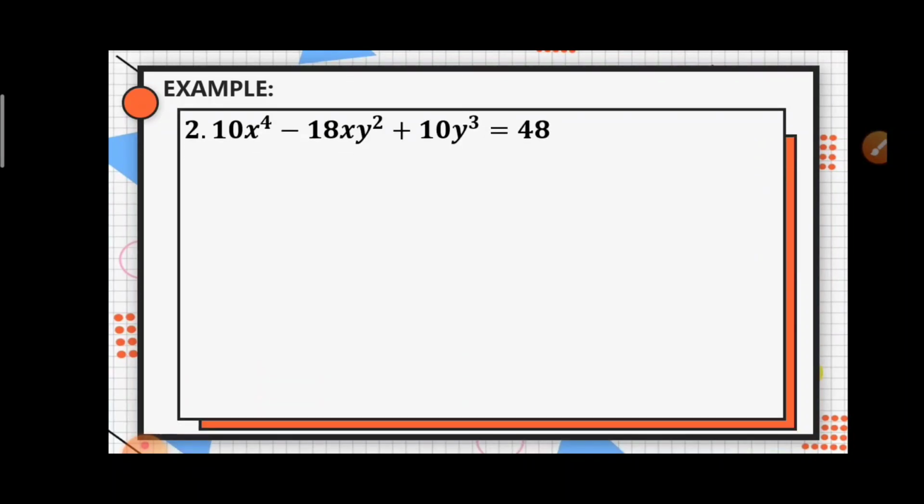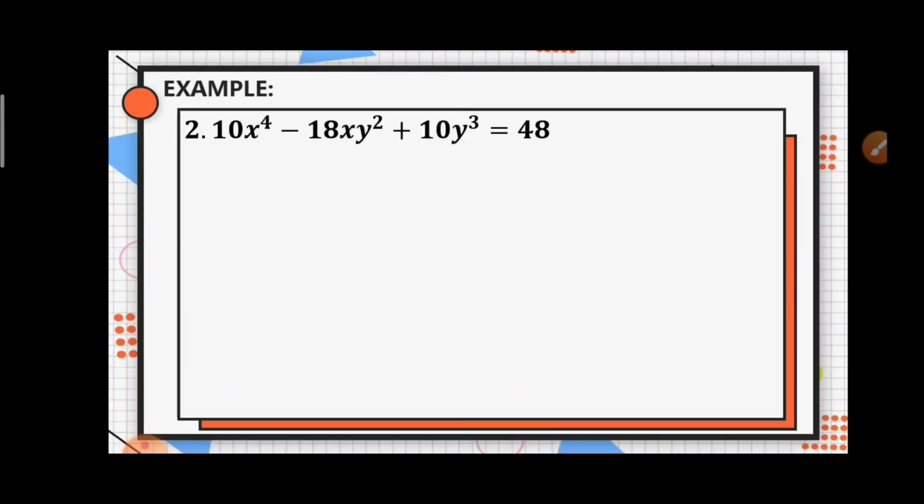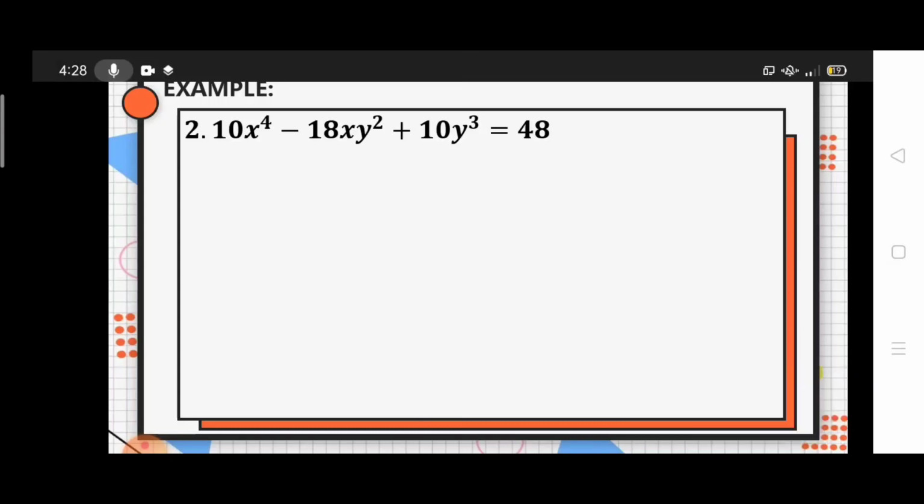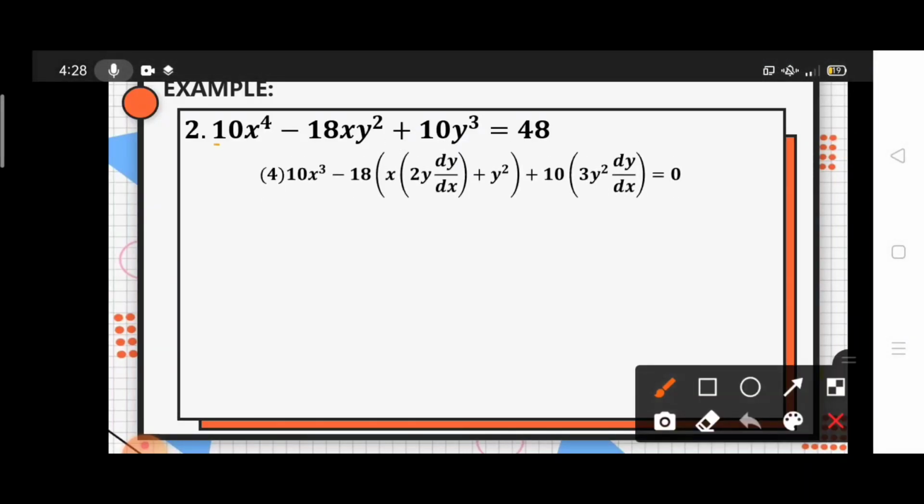Another example. 10x raised to 4 minus 18xy squared plus 10y cubed equals 48. So let's differentiate this equation. We have the derivative of 10x raised to 4: according to the power rule, we multiply 4 times 10x cubed, because 4 minus 1 becomes 3.